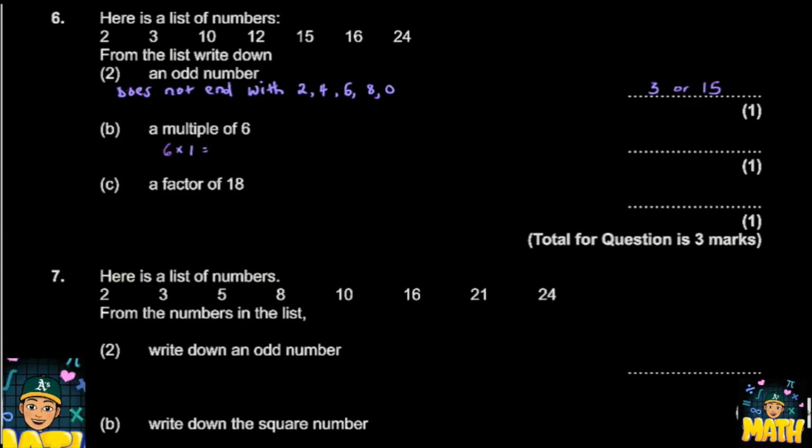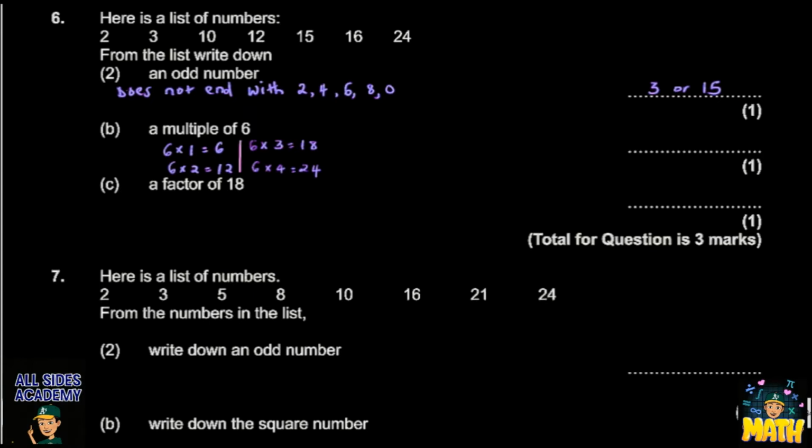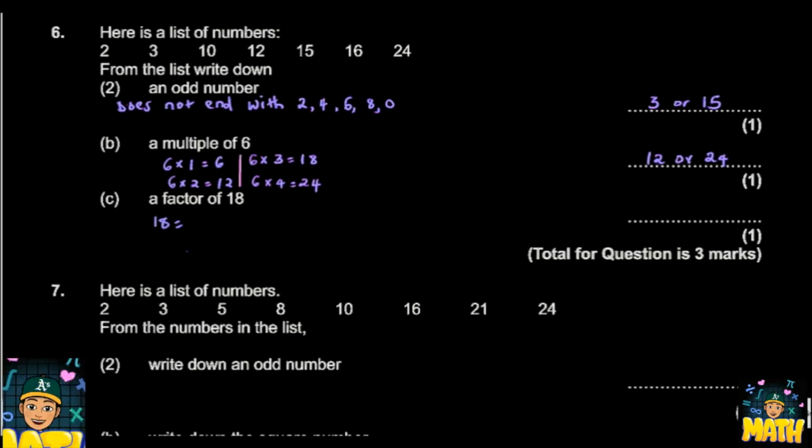A multiple of 6, we think about the 6 times table. So we have 6, 12. I'll continue up until I'm almost above 24, the highest number right there. 6 times 3 will give you 18. 6 times 4 will give you what, guys? 24. All right, there's no need to continue. So we have two multiples of 6, 12 or 24. Any of those should give you the answer.